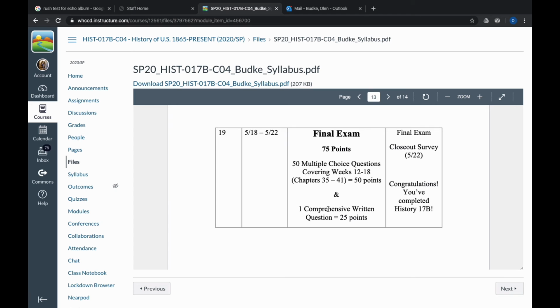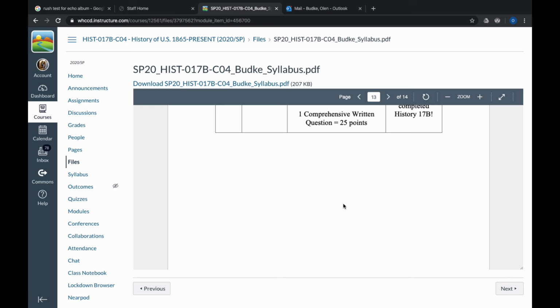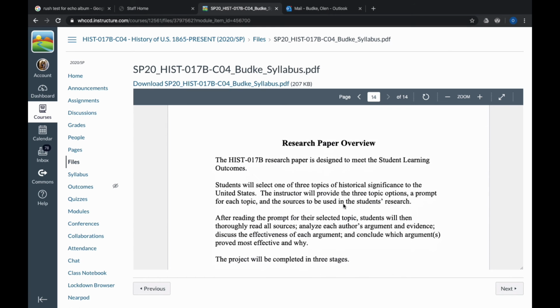But there is one comprehensive written question that's worth 25 points. It's a big chunk of your final exam score that actually asks you to think back and go back through everything we've learned in this course to answer a question about, again, the theme of the meanings and boundaries of freedom and how that's changed for a particular people group. All right, so I'll give you a study guide to help you prepare for that, but just be aware that that's how the final exam will be structured.